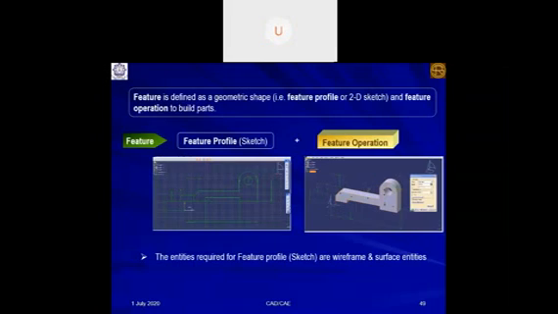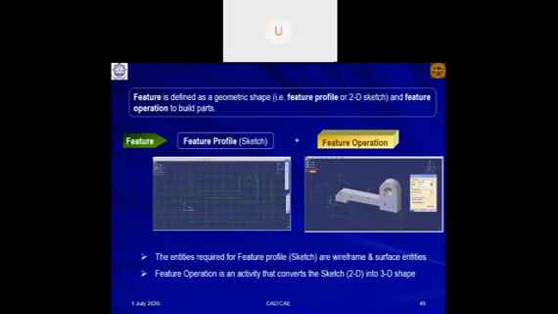The entities required for the feature profile are the sketch, wireframe, and surface entities. That means, in order to create the solid object, you have to start with the wireframe entities to create the feature profile. That is why wireframe modeling and surface modeling are the most fundamental, core things of any solid modeling software. Without wireframe entities and surface entities, you cannot build any solid model, because you have to first create the feature profile, that is the sketch, and for that wireframe and surface entities are required.